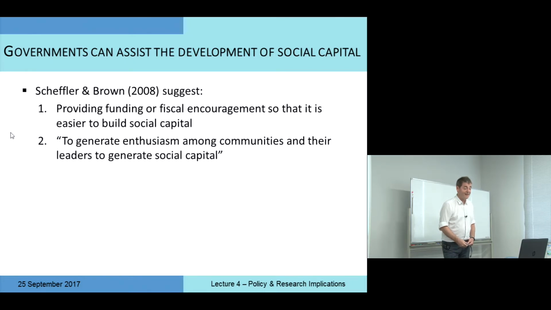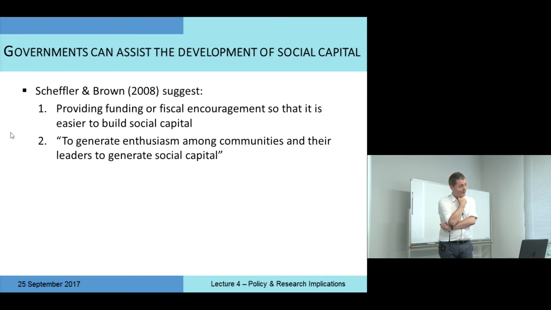I guess there are existing policies in some countries where they reward the very wealthy for being generous philanthropists by reducing their tax bill. So there are existing examples of that sort of behaviour by governments. The second thing that Scheffler and Brown identify, and I quote them directly, is that governments could generate enthusiasm among communities and their leaders to generate social capital. Now, I have to say I find this a vacuous statement.